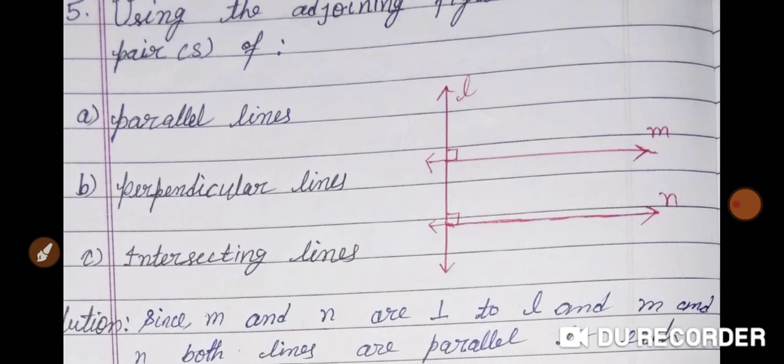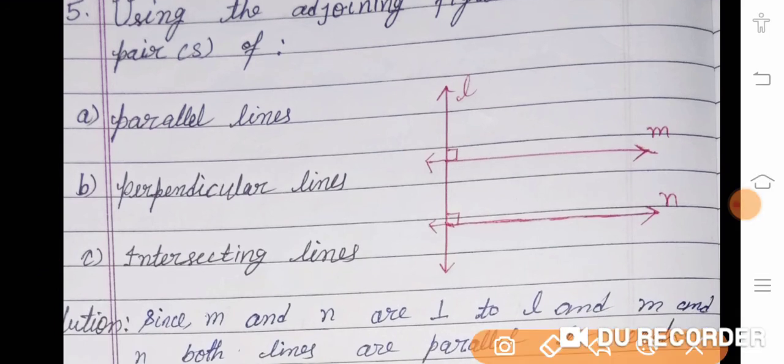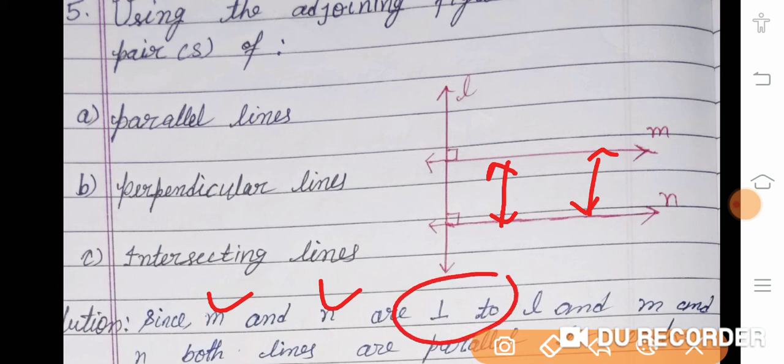Firstly, we will discuss the parallel lines. Parallel lines means lines which will not cut. If you see parallel lines, at each and every point the distance between the two lines remains the same. Here M and N are perpendicular to each other. Sorry, which one is perpendicular? M and L are perpendicular, and M and N both are perpendicular.